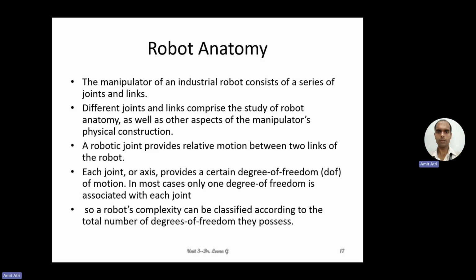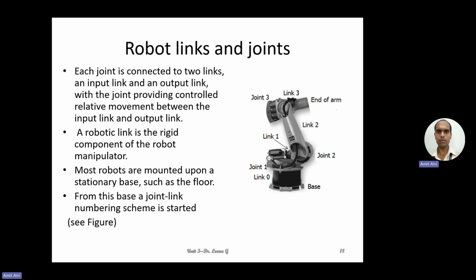physical construction. So a robot joint provides relative motion between two links of the robot. So each joint or axis provides a certain degree of freedom of motion. Yes, degree of freedom we just covered in the previous topic. Okay, so now continuing from the same topic, in most cases only one degree of freedom is associated with each joint. So a robot's complexity can be classified according to the total number of degrees of freedom they possess.